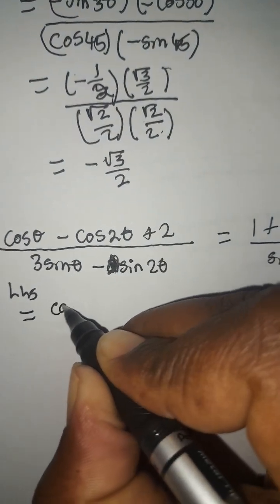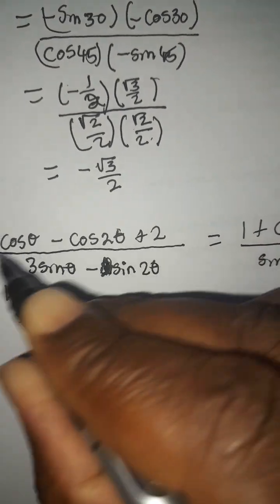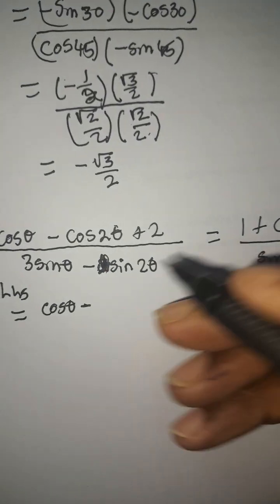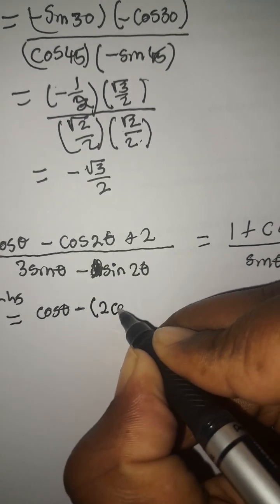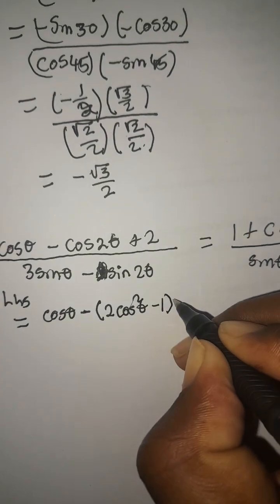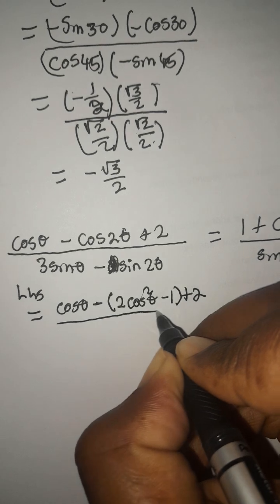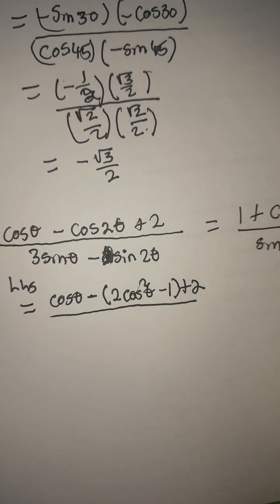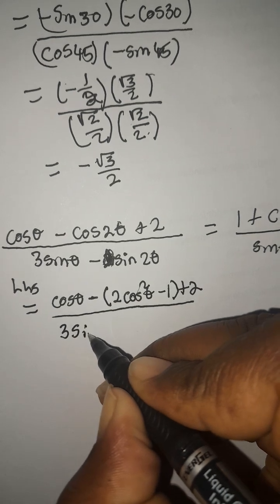Okay, we have cos theta. Since we have cos on the numerator, let's write everything in terms of cos. What is the double angle of cos 2 theta? The best double angle will be 2 cos squared theta minus 1, plus 2. We are still on the left hand side. So it's essential, guys, to choose an appropriate double angle.